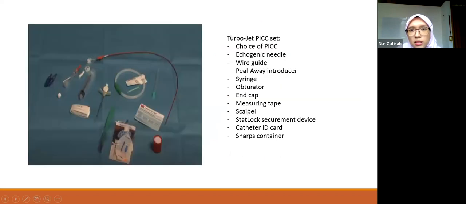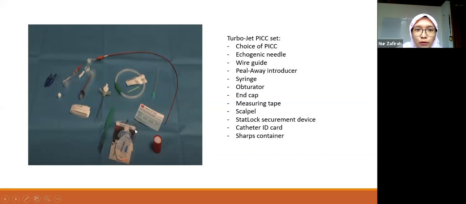The equipment set for the PICC line is quite different from the central venous catheter before. There is a long line here. This is a PICC set, with the echogenic needle, the guidewire, the peel-away introducer, the syringe, the cap, the obturator, the measuring tape, the scalpel, and the catheter securement device.